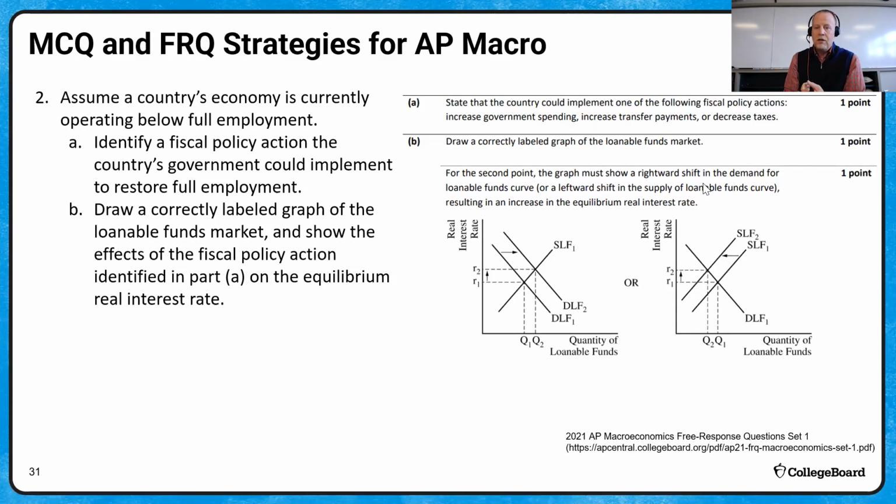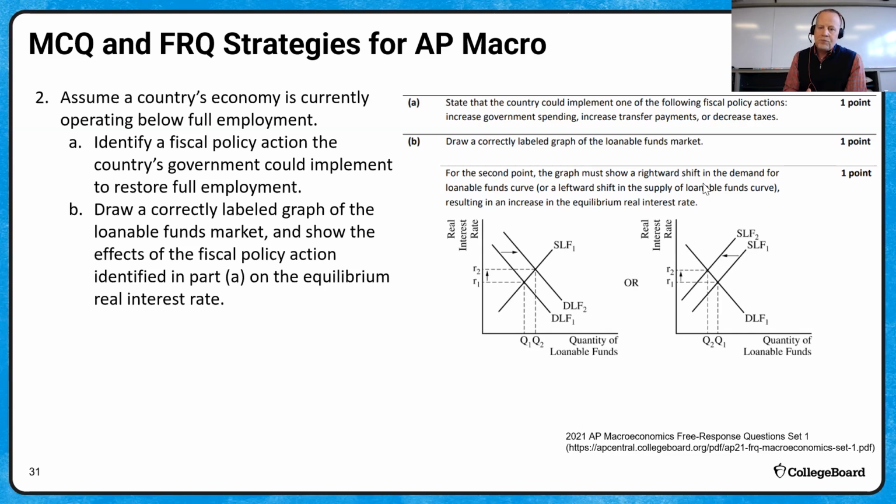So first point, draw a correctly labeled graph of the loanable funds market. So I've got to have interest rates on the y-axis, quantity of loanable funds on the x, upward sloping supply, downward sloping demand, and of course, show your equilibrium. That's a point. Once again, free points if you just know how to draw your graphs.